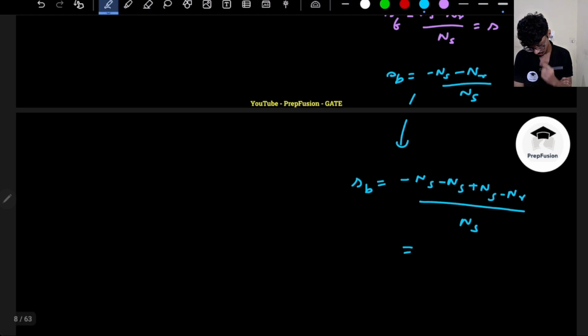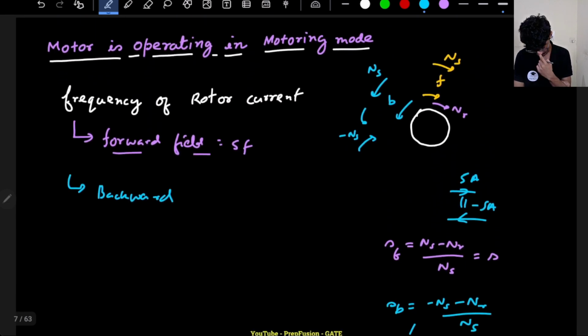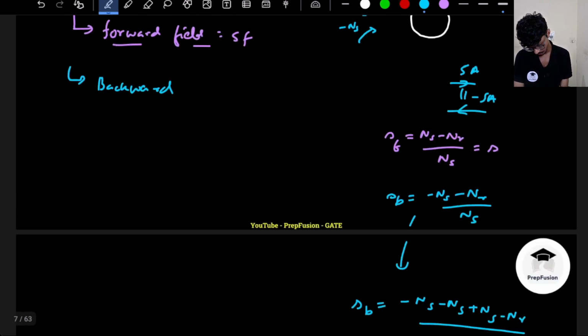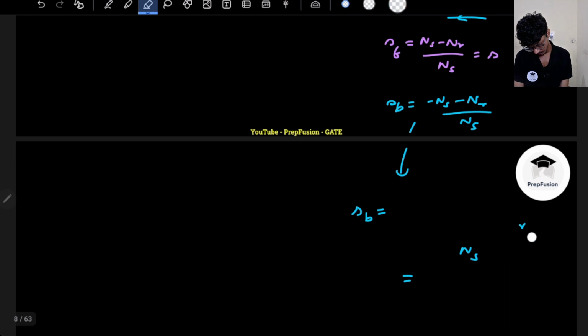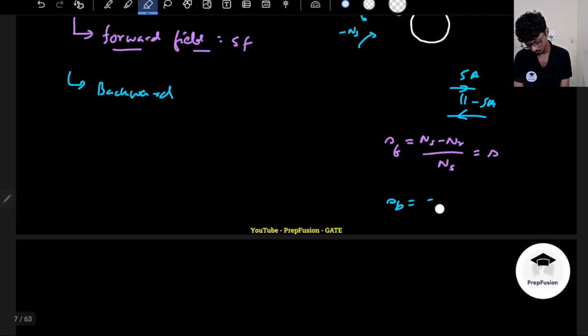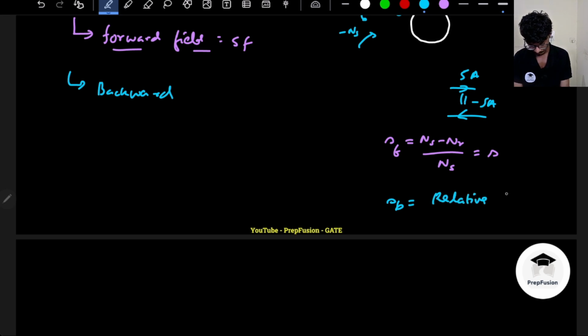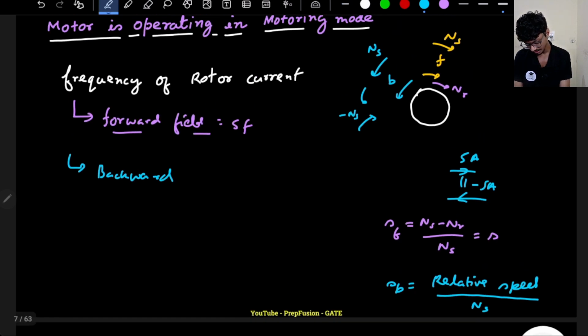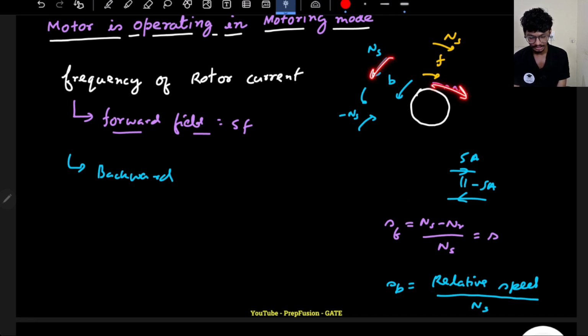Okay, am I doing something wrong here? What is the relative speed here? Sorry, I made a mistake. Your slip value, the slip of the backward field, is always equal to relative speed divided by ns. So what is the relative speed here? It is nr plus ns, because it is rotating in the opposite direction.